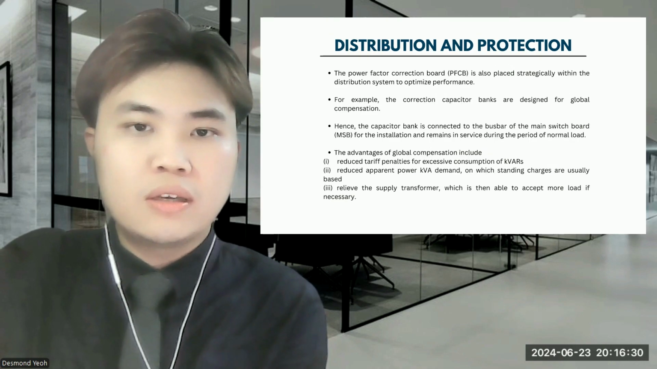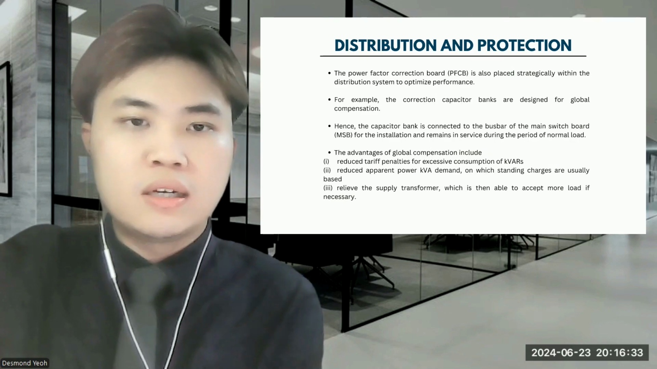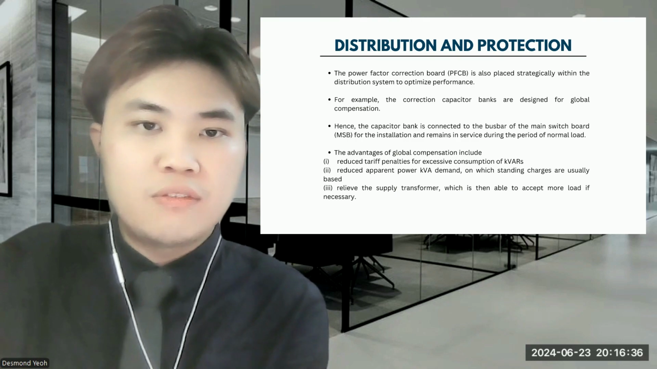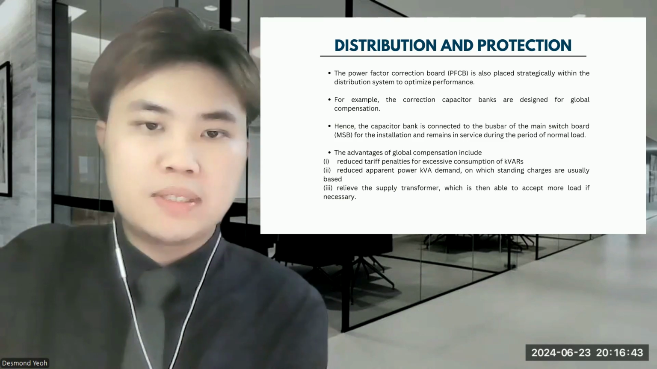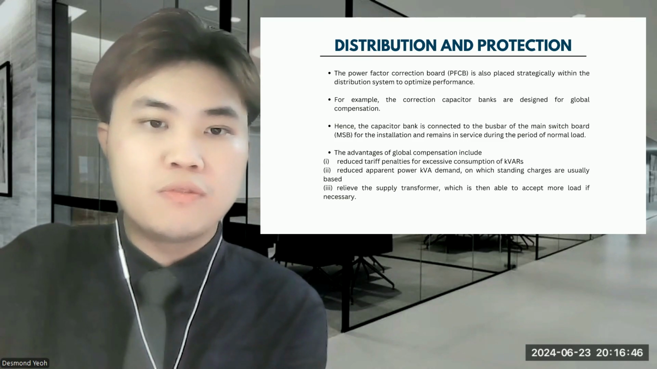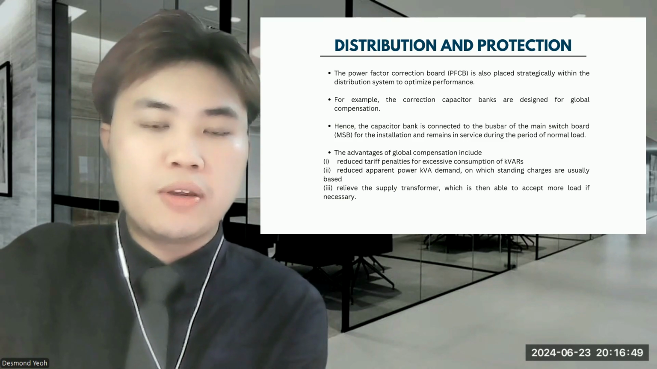The power factor correction board of our system is placed strategically within the distribution system to optimize performance. For example, the capacitor banks are designed for global compensation. Hence, the capacitor bank is connected to the bus bar of the main switchboard for the installation and remains in service during the period of normal load.